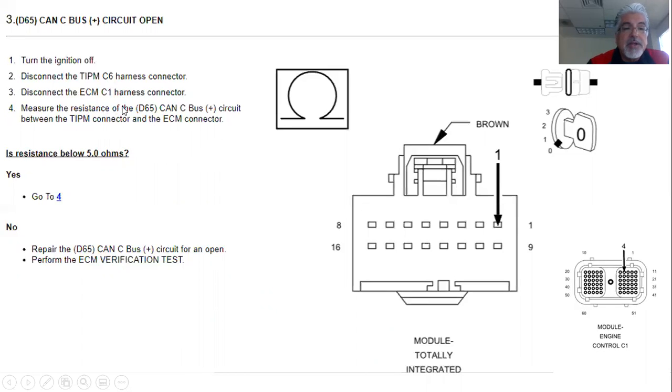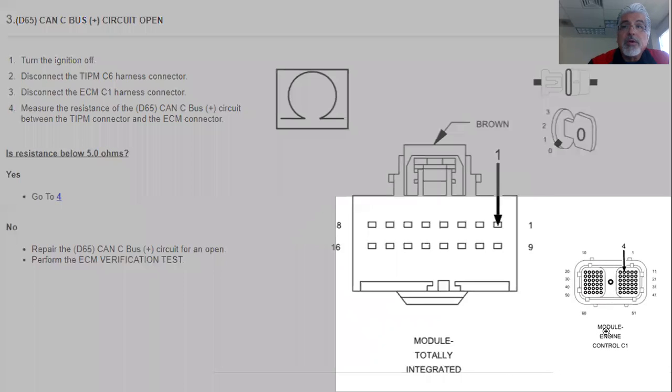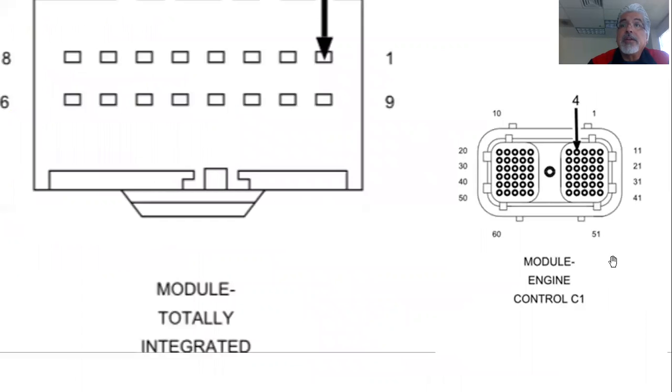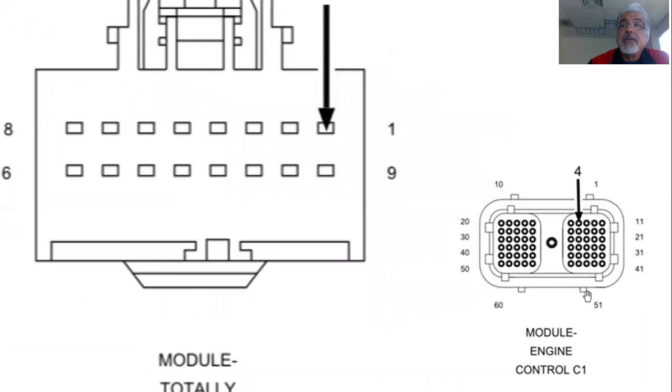So they said, measure resistance of D65. Now, we're looking at D65, so we're going to 1. And here, tiny over here, let me zoom it up for you. We're going to see, again, the connector. Let me push it down. And we see, again, terminal 4 right there. So in this case, we're doing a continuity check between these two.